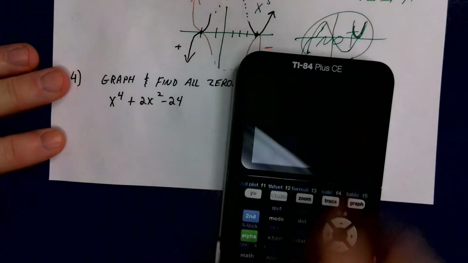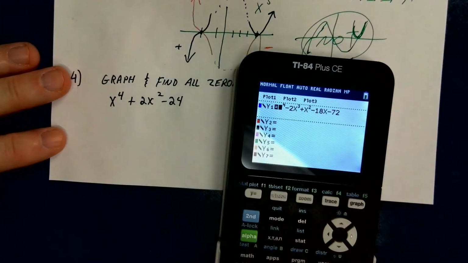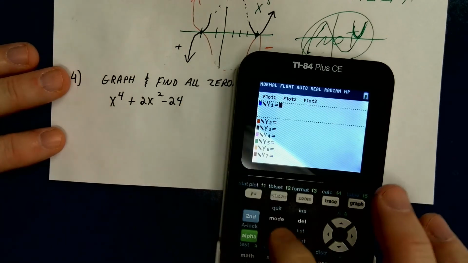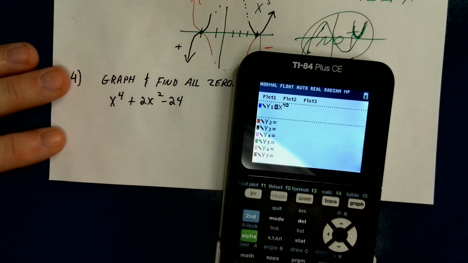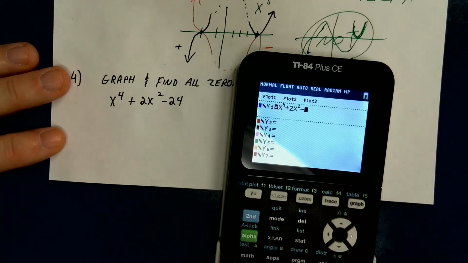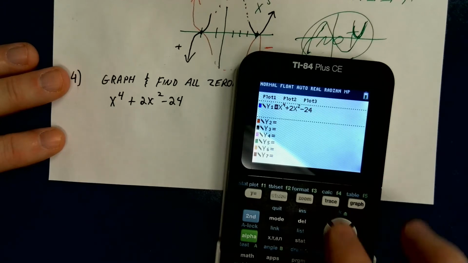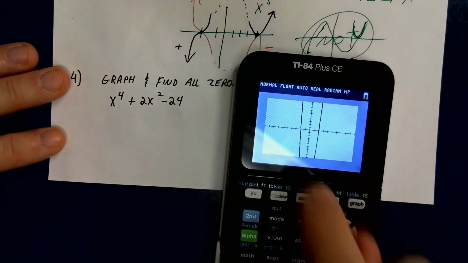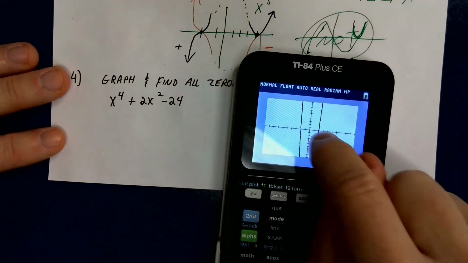So step number 1 for you guys. Turn it on, go to y equals, clear, because I didn't give you any of the information to begin with. So we're going to try x raised to the 4th plus 2x squared minus 24. And I'm going to hit the graph. You can see again there's only 2 solutions that are here given, negative 2 and positive 2.